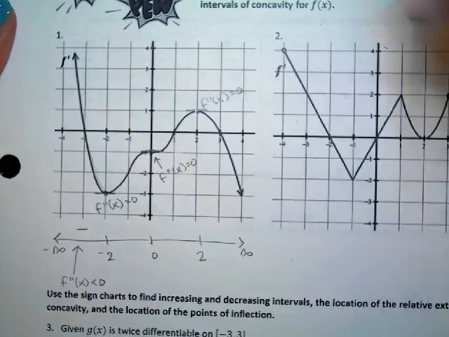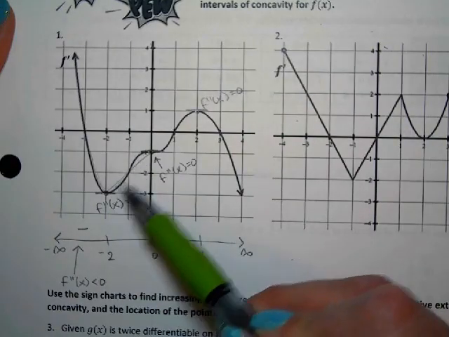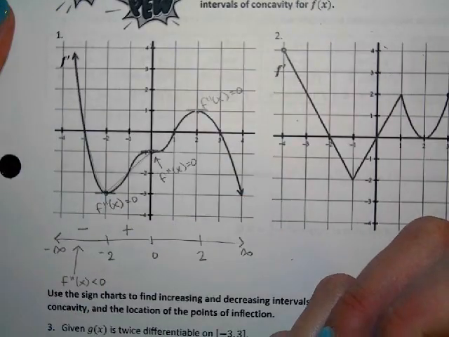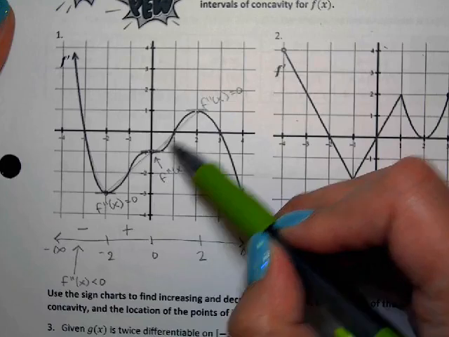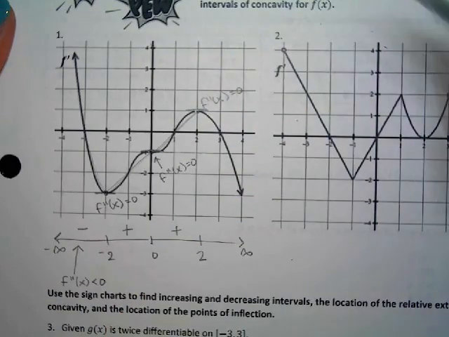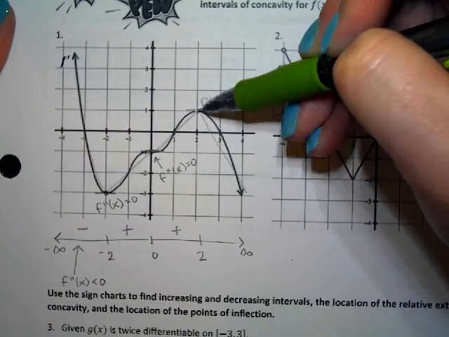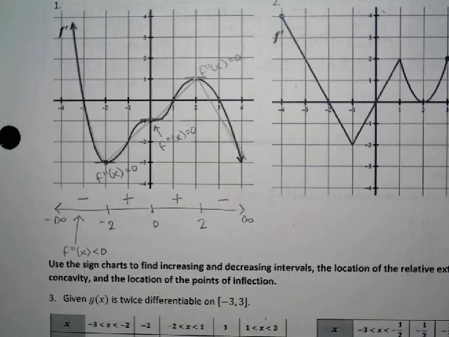Okay. From negative 2 to 0, what slope do I have? Positive slope. From 0 to 2, what slope do I have? Positive slope. Okay. And then from 2 to infinity, what slope do I have? Negative slope. Okay. Does that make sense? We're okay?